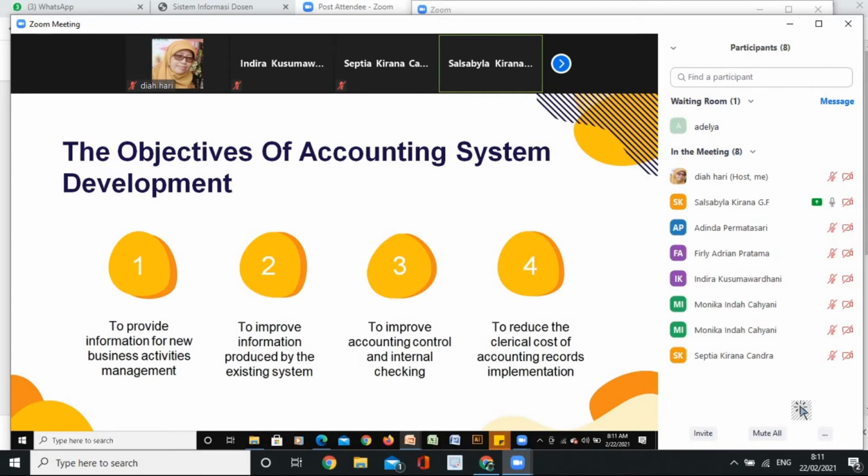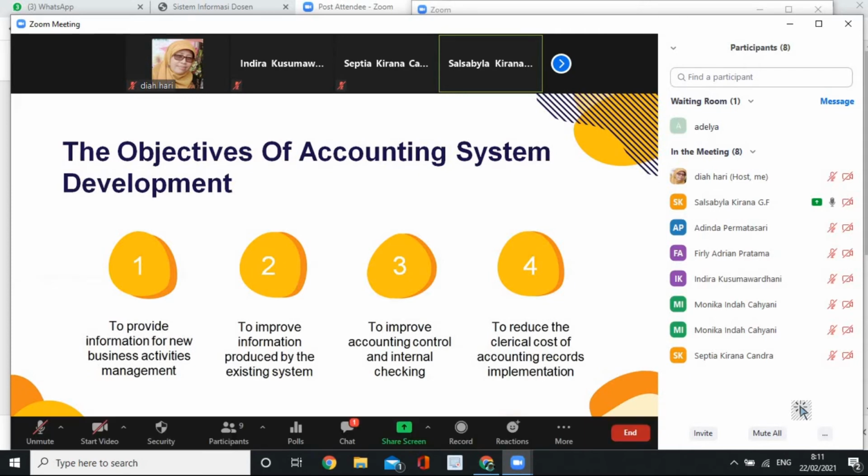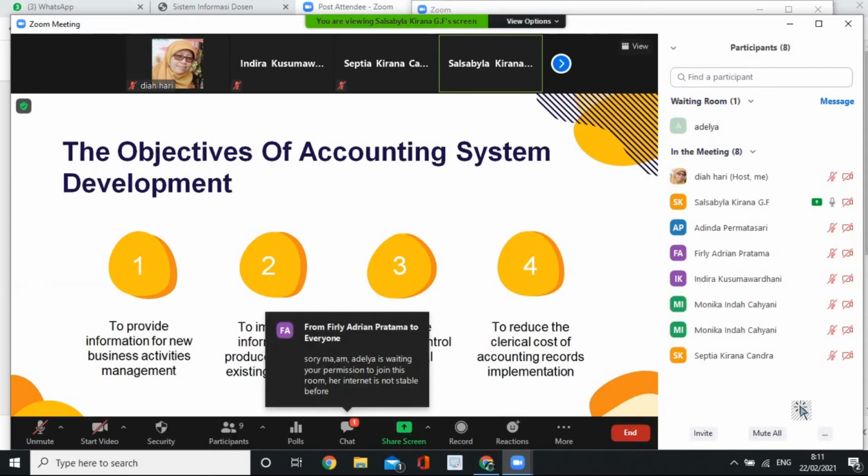The third is to improve accounting control and internal checking. It is because the company needs to improve the protection toward organization wealth. So the responsibility toward organization wealth could be hoped better. And the second, it's because the company needs to improve the internal audit, so the information that's produced by the system could be trusted well.